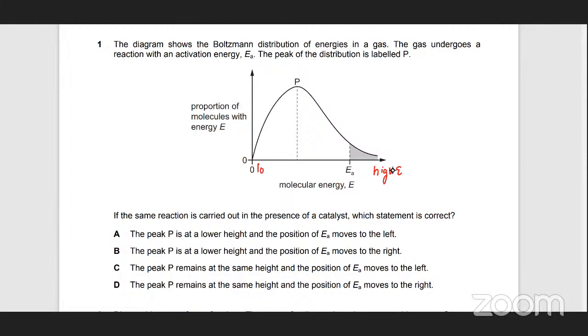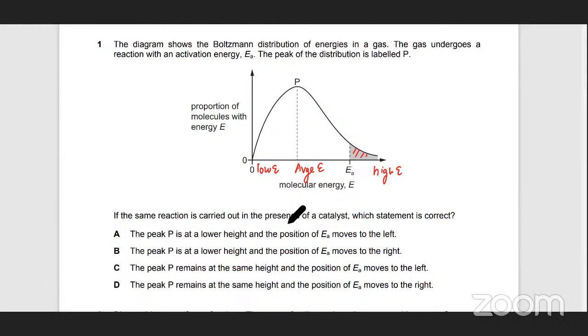And at low energies, again, the number of particles are very few. You have the greatest number of particles around the average energy. That's where the proportion of molecules is the highest. But these are the energetic particles. These are the ones that are going to take part in the reaction, the ones that have more energy compared to the activation energy.